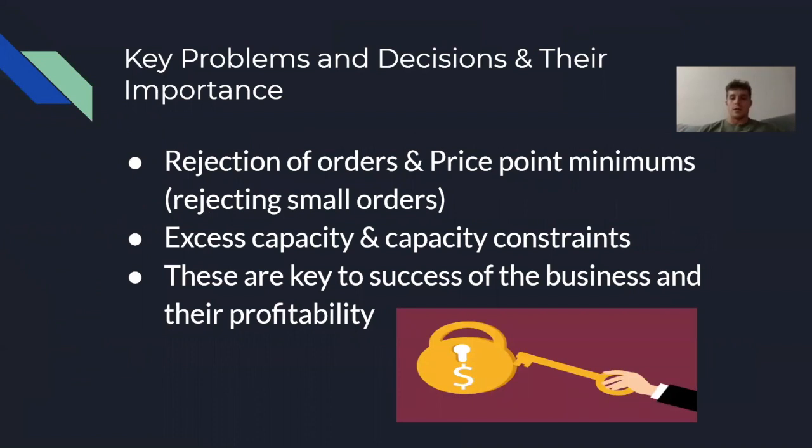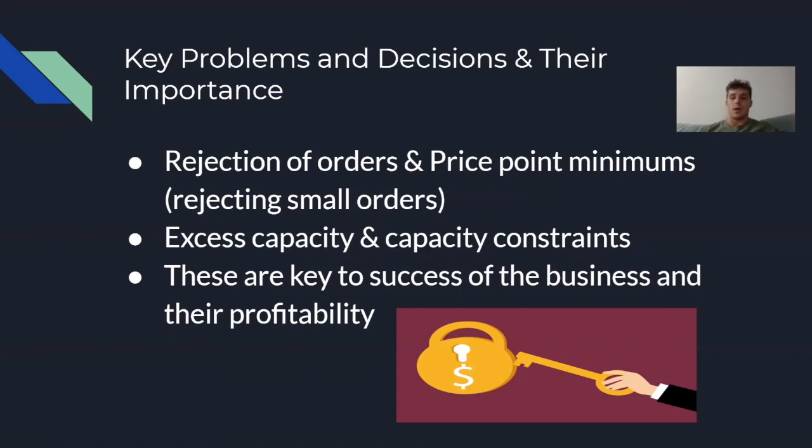So throughout the case, there were some major key problems and decisions that were made that really affected the company's profitability and money that they could have made or didn't make. After reviewing the case, some of the bigger issues we found were their rejection of orders and their price points. Their price points were too low, which led to the company rejecting orders that would have actually made them money, instead of being more flexible with their price points, accepting those orders and being profitable with them.